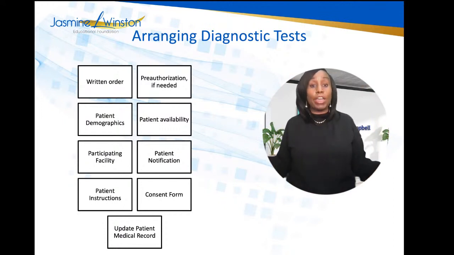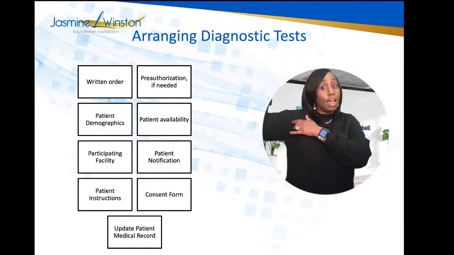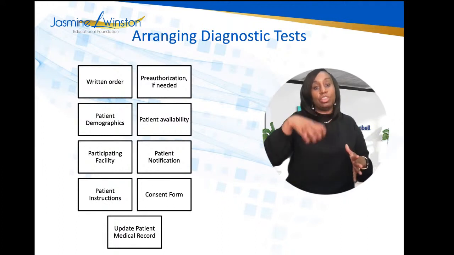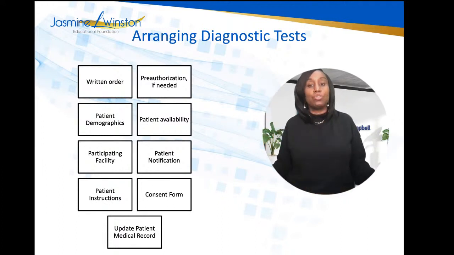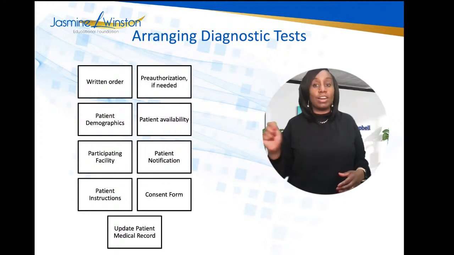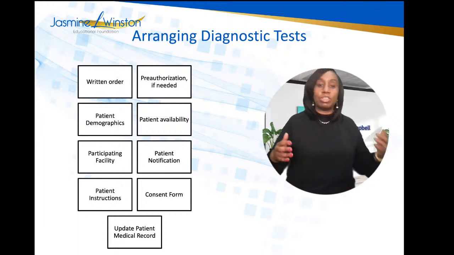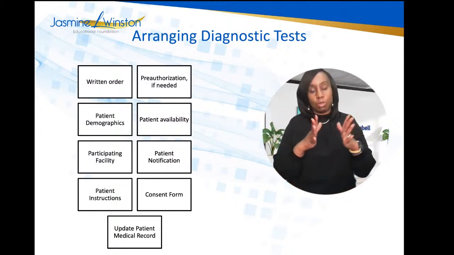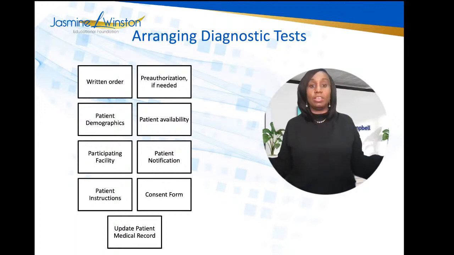Certain tests require instructions. So, for example, if you are arranging for the patient to get a mammogram, one of the things they tell you is to not have on any deodorant. So whatever instructions you need to give the patient, you want to make sure that that patient is notified. Certain services will require a consent form. So if the patient is having surgery, a consent form process will need to be completed. And last but not least, update this information in the medical record.